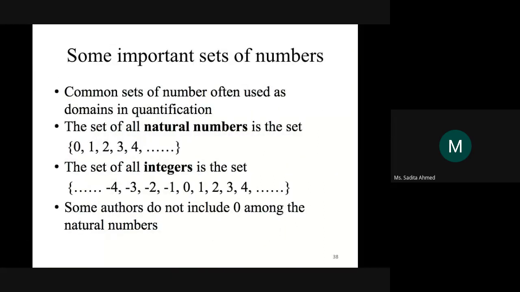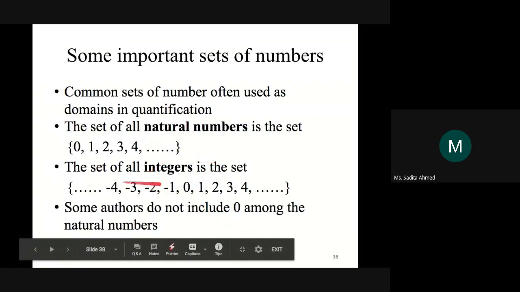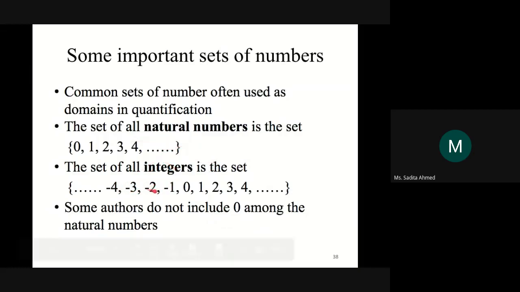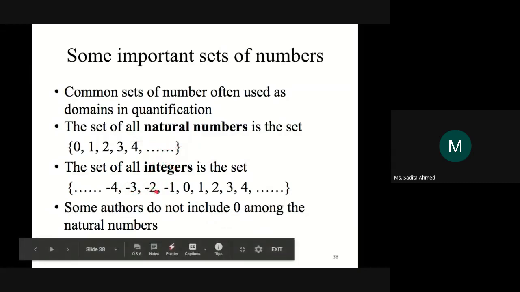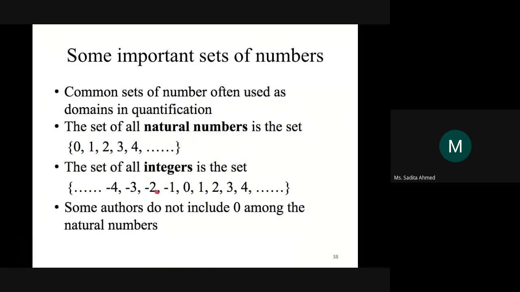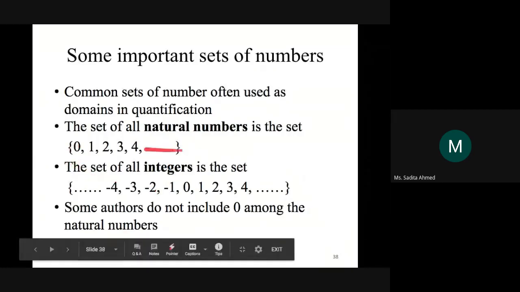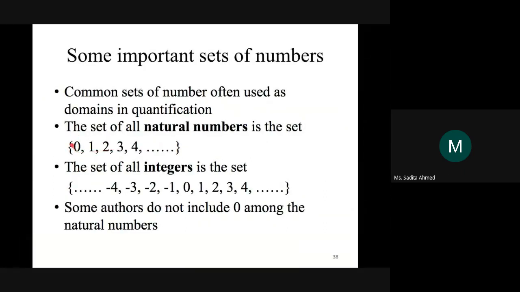Some of the important sets of numbers that you need to know about, some of the sets that will be commonly used in quantification for domains. When we talk about quantification, we always specify the domain, right? And for the domain, some of these common sets are often used. The set of all natural numbers, the set of all integers. However, instead of the set of all natural numbers, we'll actually use the term set of all non-negative integers. Why is that? Because as you see here, in this specific demonstration, we have shown that 0 is there in the set of all natural numbers.